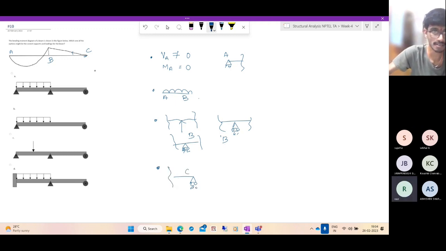If you put them all together, this is what you will get. Between A and B, you have a distributed force. At A, you have a hinge. At C, you have a hinge. And at B, you have an intermediate support. So this is what you will get.